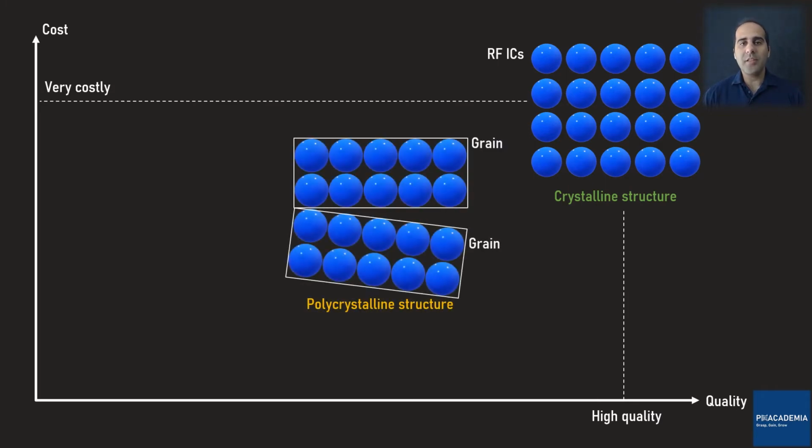The polycrystalline structure is used when the cost is more important than quality. The electronics performance degrades in a polycrystal because of defects created by the grain boundaries. The solar panel is an example of where the polycrystalline semiconductors are used.